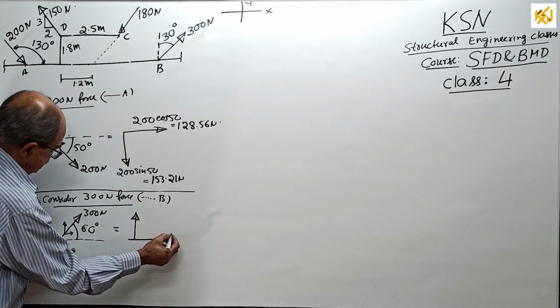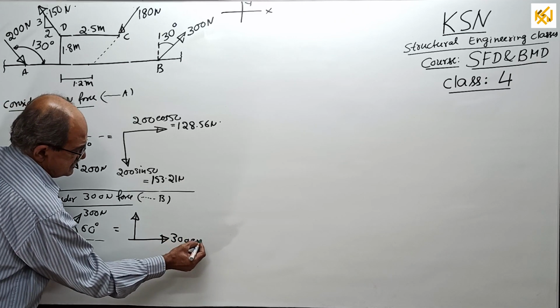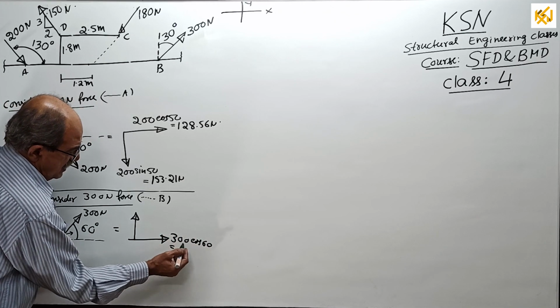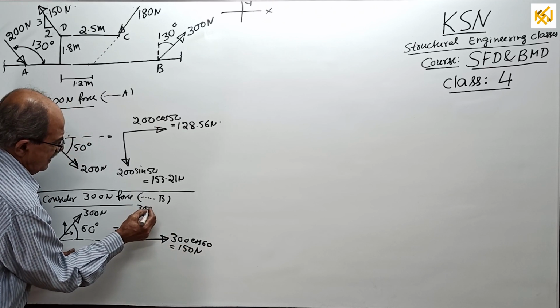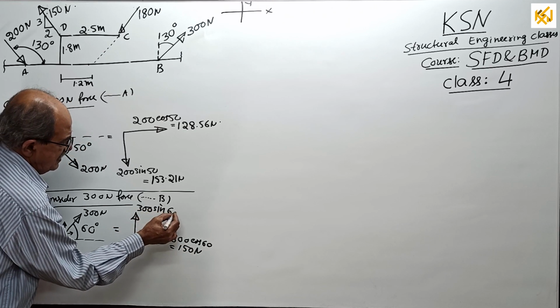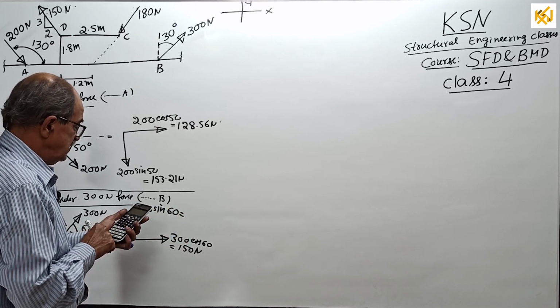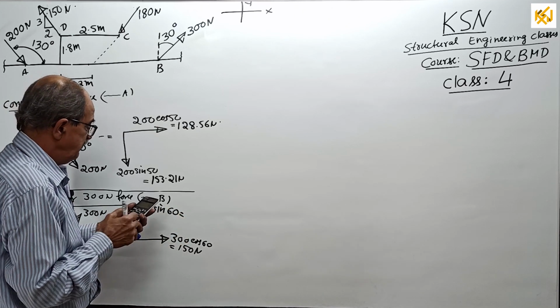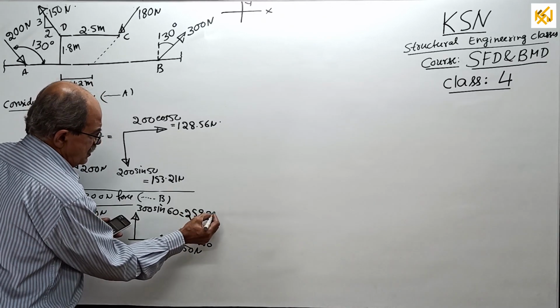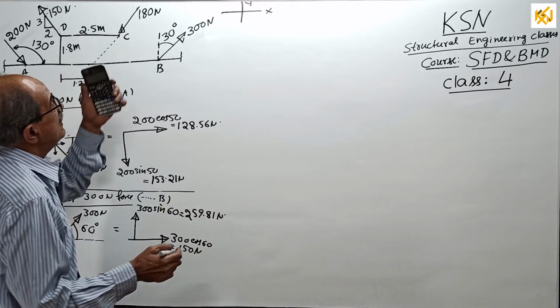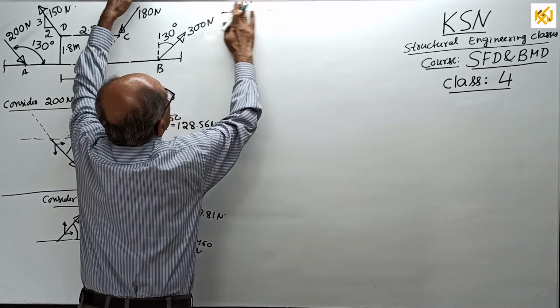So, 300 into cos 60 will be equal to X. It is 150, half, 150 Newton. This is 300 into sin 60 equal to, this I have to calculate, 259.81 Newton. Okay, this is also over. Next, I'll remove this one now.